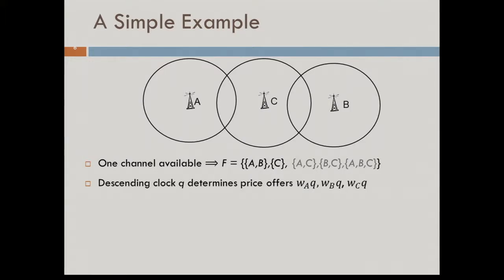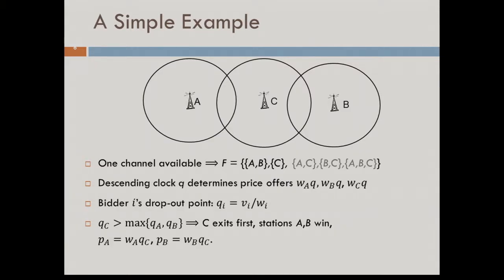Now, in this clock auction, there's a value of a clock, let's call it Q, that starts at a high level, and the stations are offered prices that are proportional to the clock. The proportionality constants, we call them volumes, WA, WB, WC. As the clock falls down, eventually one of the stations will say, no, I don't like that price anymore, I want to exit, drop out. Each station, each bidder i, has a dropout point Qi, the clock value at which it wants to exit, which is simply its value divided by its volume. And now, of course, the outcome depends on this point.